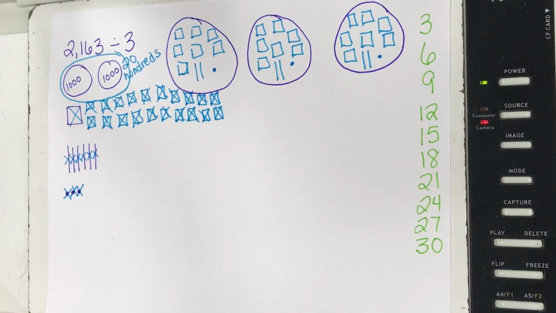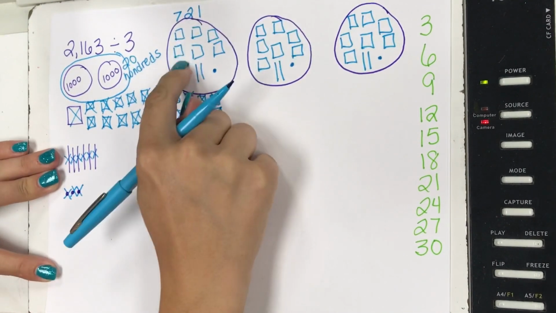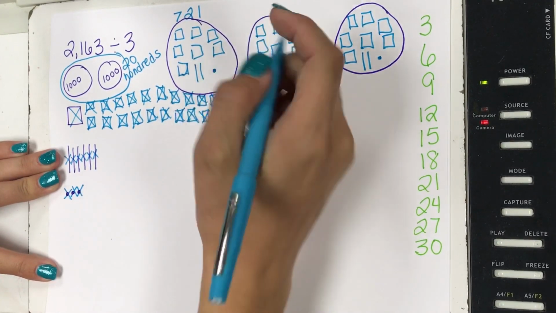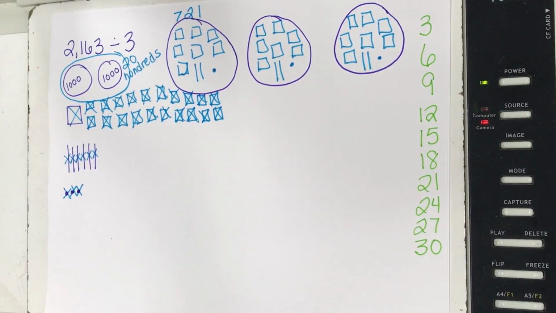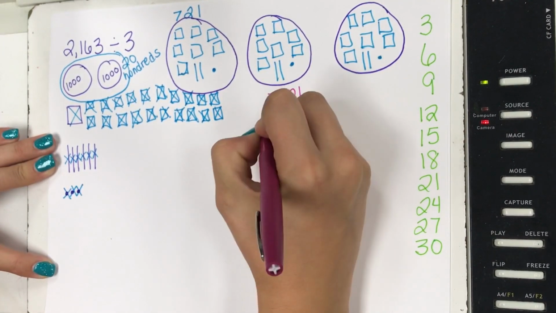So, how did you decide 721? I heard a couple of people say 721. How did you know that? There were 7 hundreds, 2 tens, 1 one in each of these circles. So how could I check my work? By multiplying. What am I going to multiply? 721 times 3.